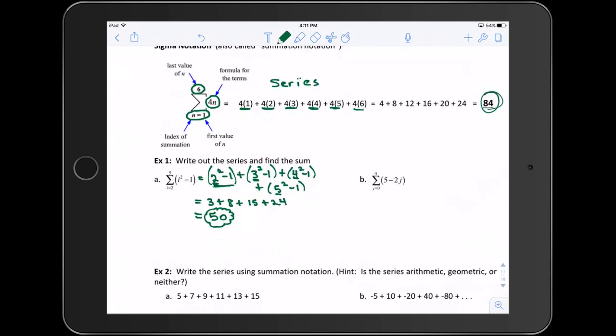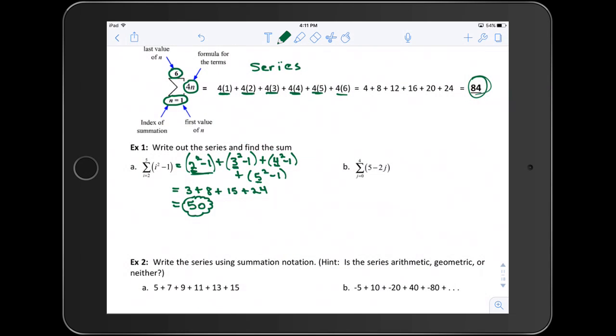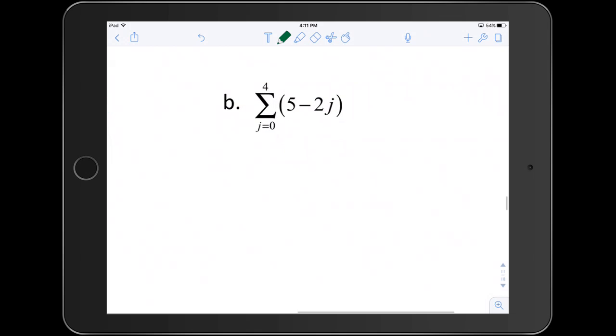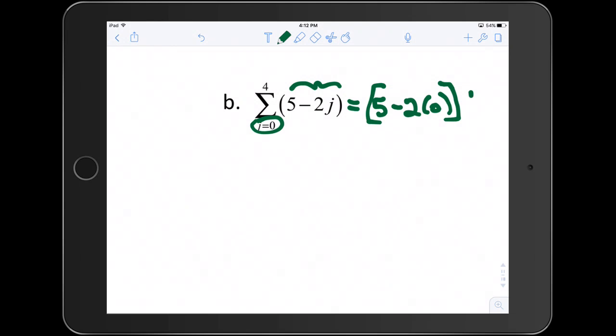So let's see if you have this down. Okay, so with this one, notice the term number starts at 0 and goes to 4. My explicit rule is 5 minus 2j. So this is the rule right here. I'm going to go 5 minus 2 times the very first value I put in for j, which starts at 0. And then I go to the next one.